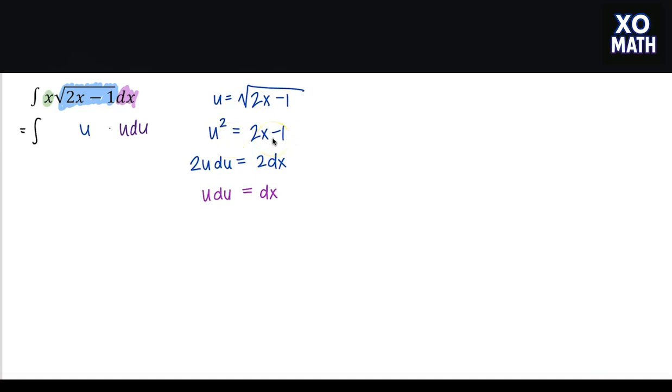So let's do that. Let's say u squared plus 1 is equal to 2x. Let's divide both sides by 2. So (u squared plus 1) over 2 is equal to x. So we'll come back over here and substitute that in. So x is (u squared plus 1) over 2.